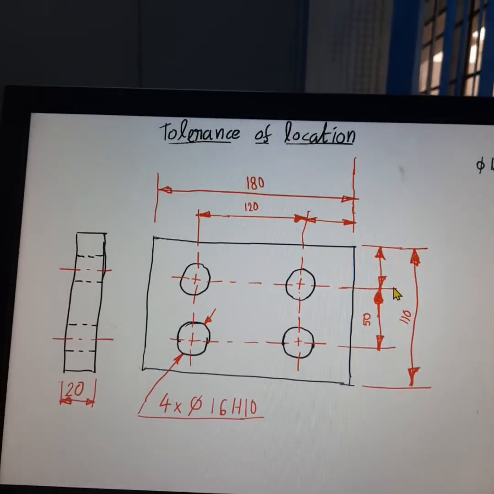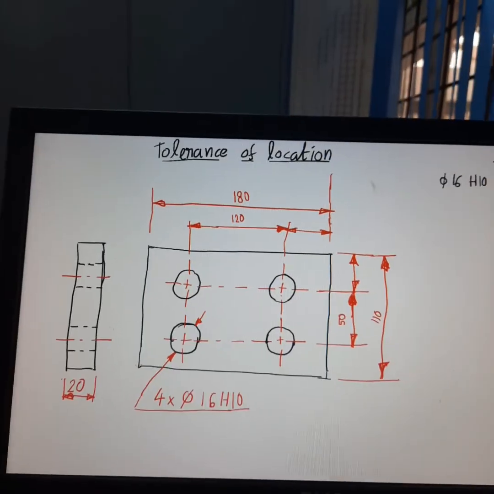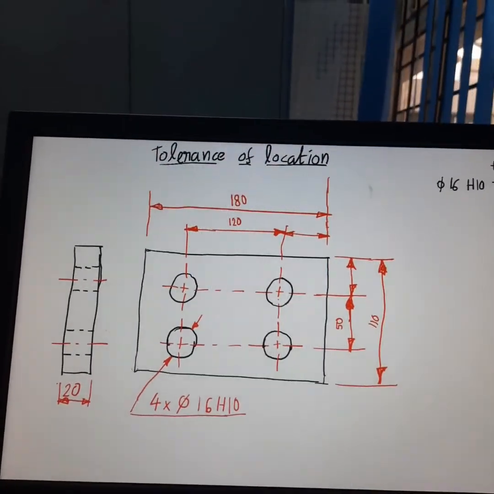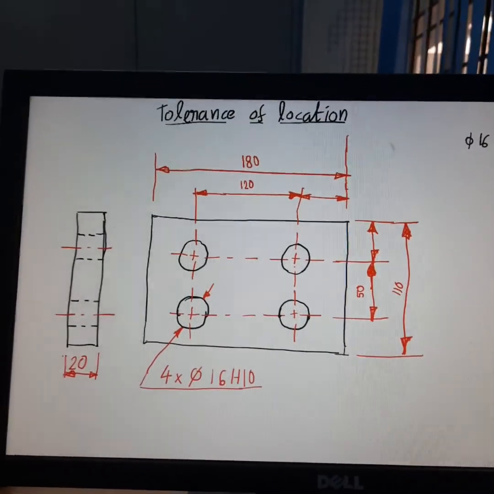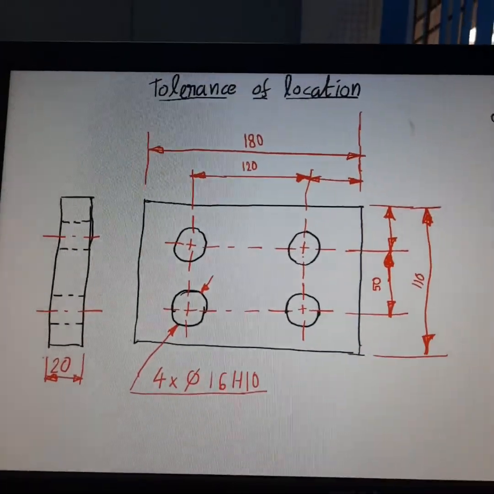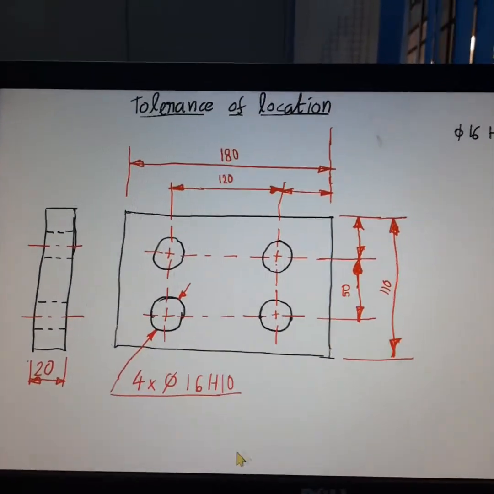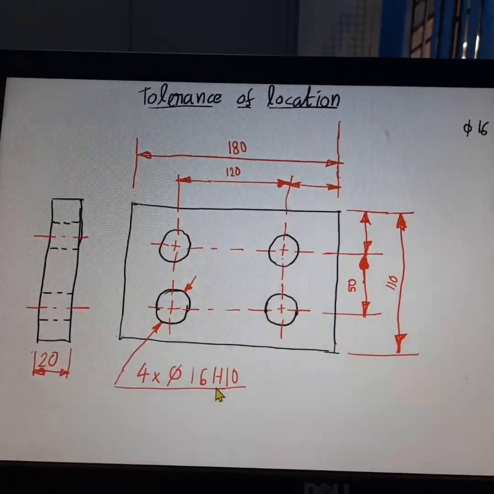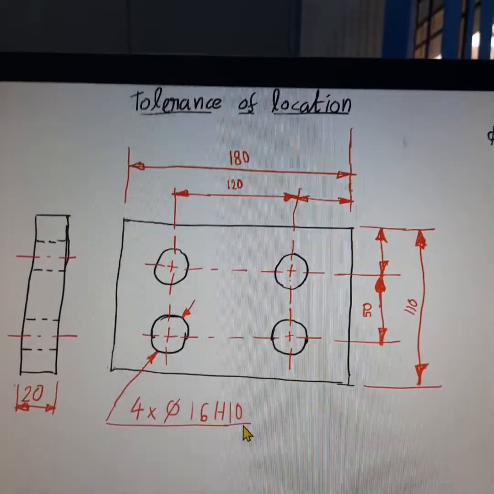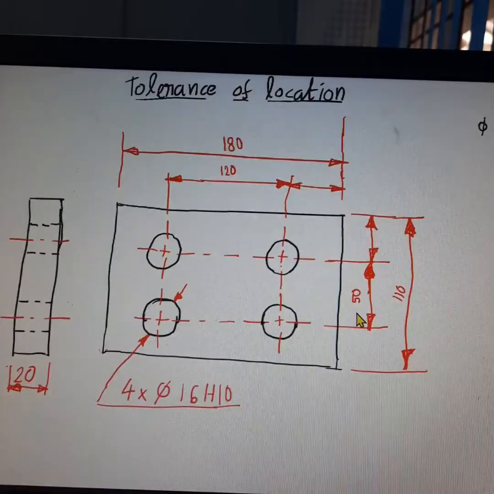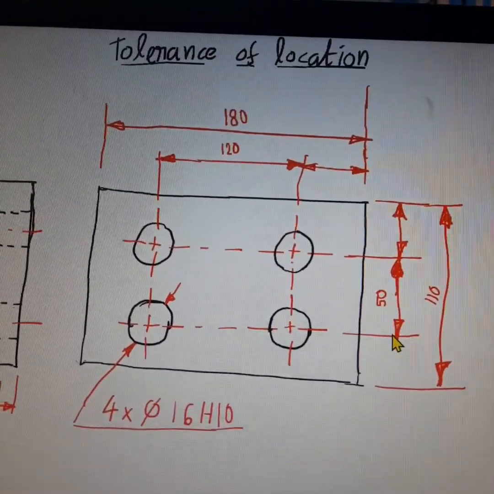Students, we will discuss how to apply position tolerance to your component. Shown here is a plate containing 4 holes. Size of the holes is 16 H10. These 4 holes are to be located by a certain distance of 50 by 120.